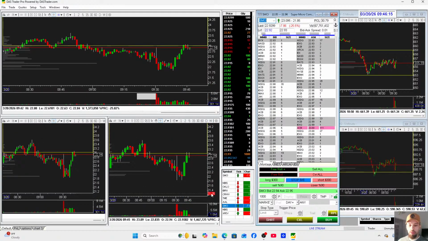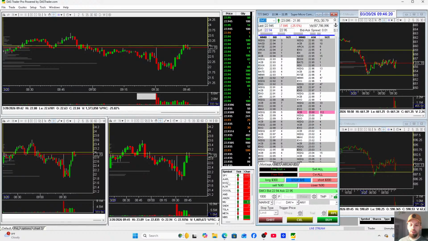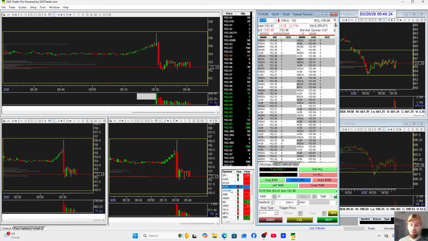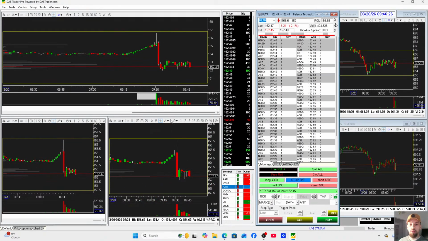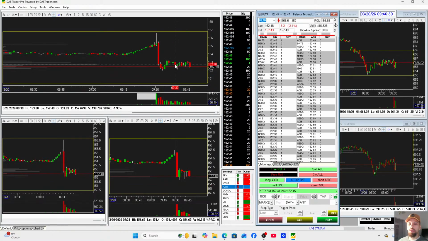SMCI has made its way back up. It's a short sell restriction, so I can't short this stock. PLTR. Finding some support and resistance here in this little channel.